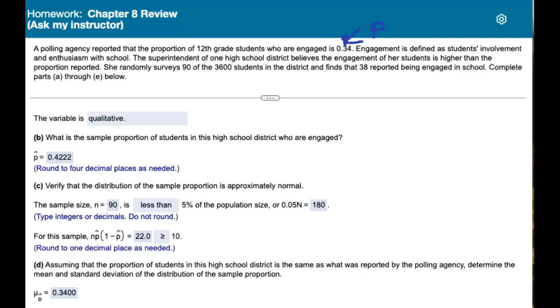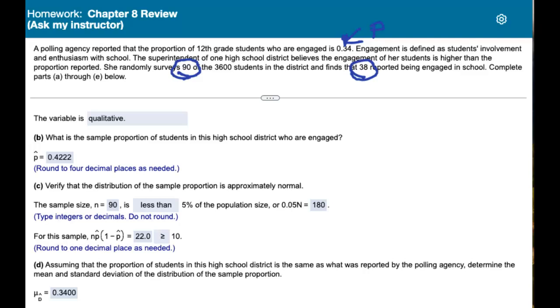The superintendent of one high school district believes the engagement of her students is higher than the proportion reported. So she surveys 90 of the 3,600 students in the district, so this is the number in the survey, and finds that 38 reported being engaged in school. Then we're asked to complete. First of all, we're asked what type of variable this is, and it is qualitative because you're asking people to rate their engagement.